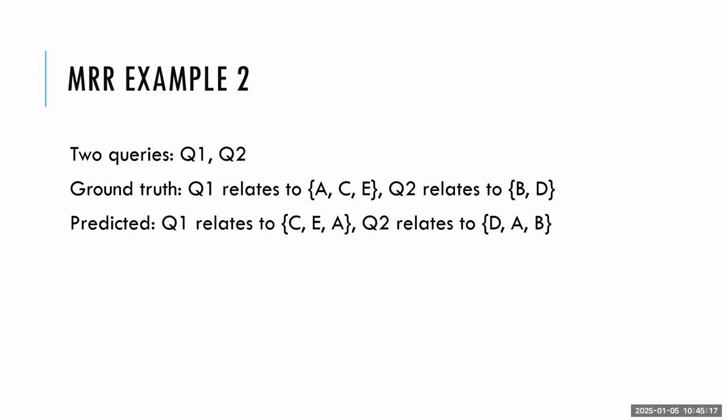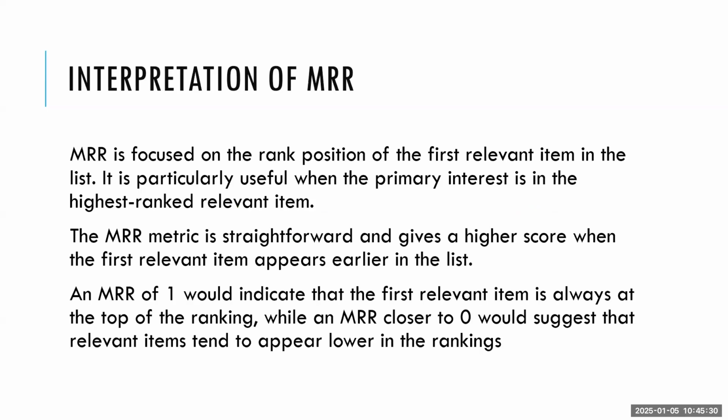So this one will also have an MRR score of 1, right? Because C and D are both relevant, so they also have the same score. An MRR of 1 would indicate that the first relevant item is always at the top of the ranking, and 0 would suggest that the relevant items tend to appear lower in the ranking. So MRR is more straightforward than MAP.